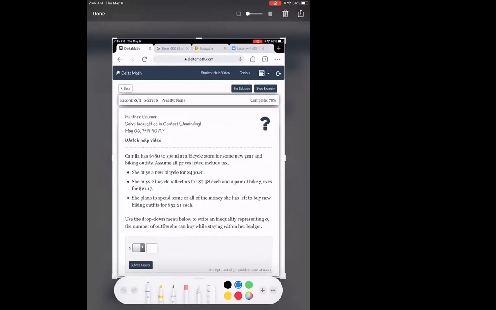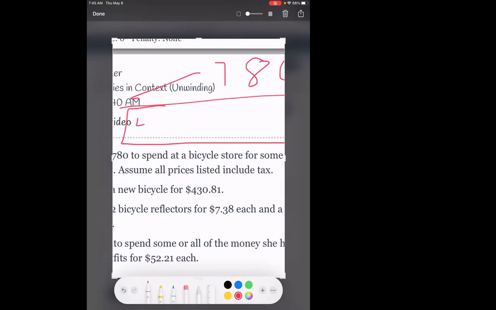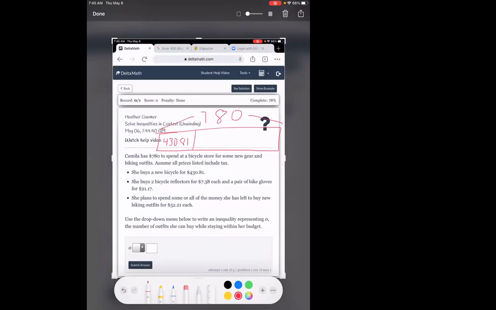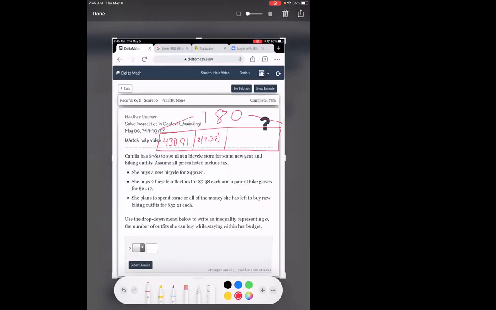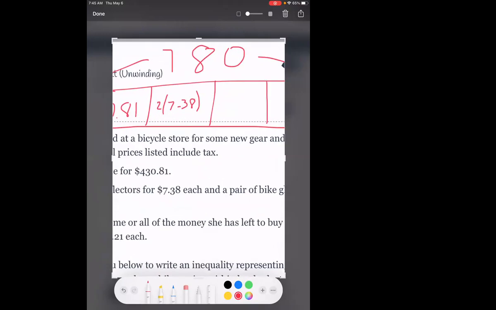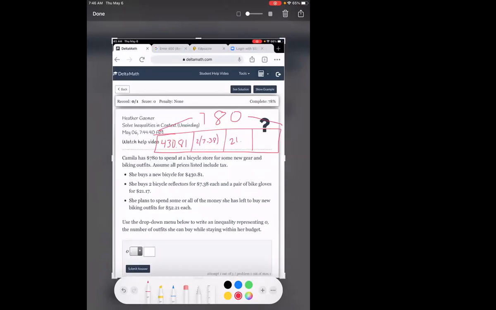So I still like to start with a tape diagram. She has 780 total. So that's outside of here, right? That's the total amount. She buys a new bicycle for $430.81. She buys 2 reflectors at $7.38 each. So I'm going to do 2 times 7.38. And she buys some bike gloves for 21.17.